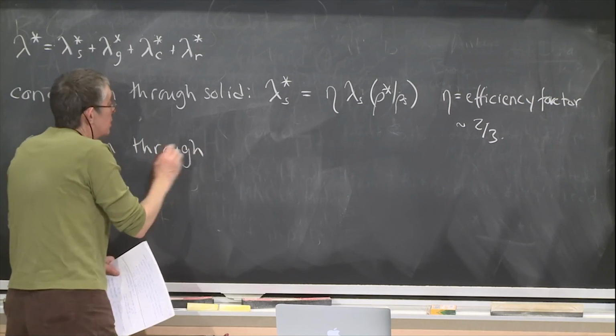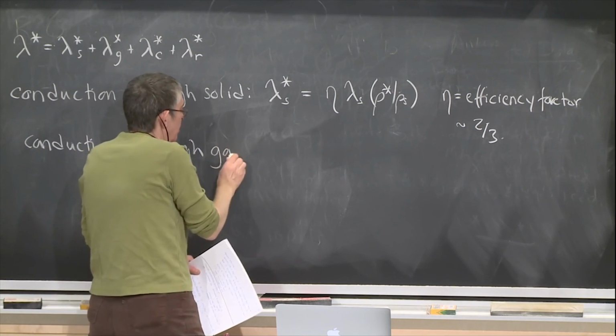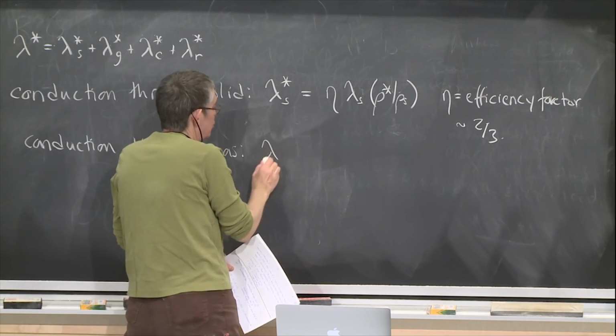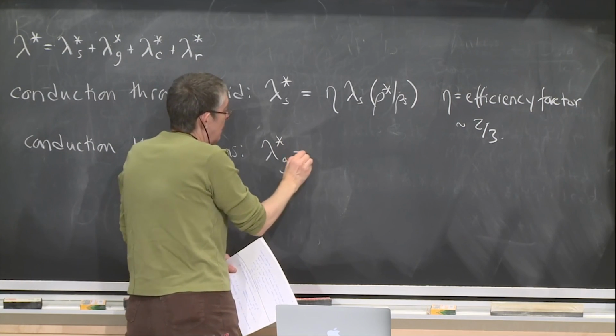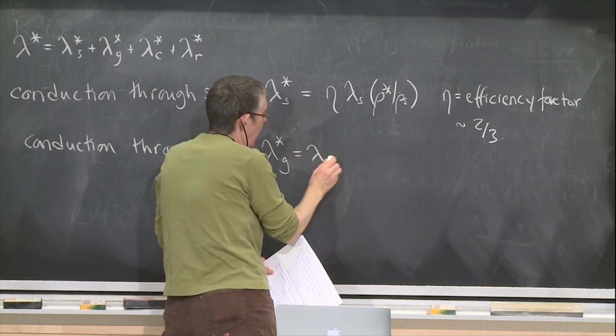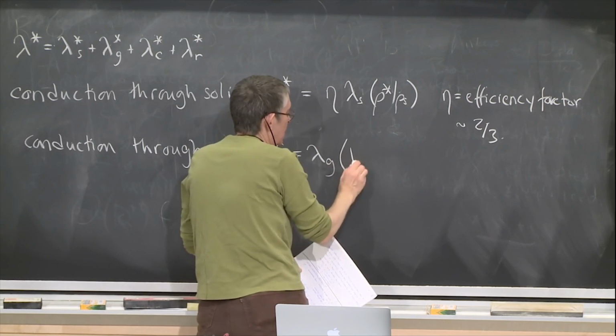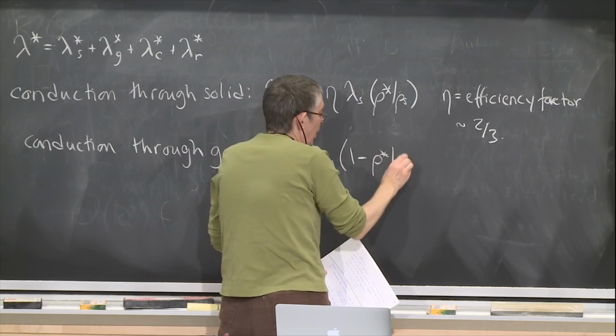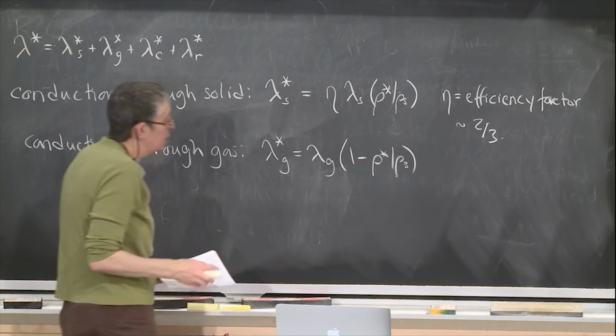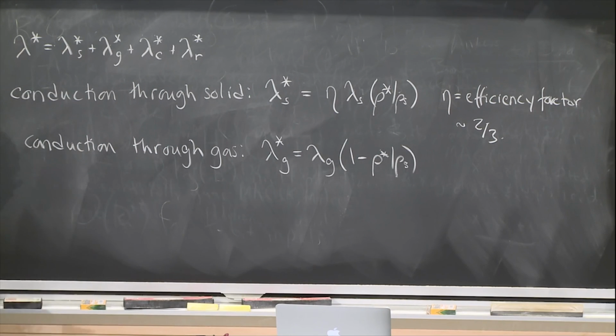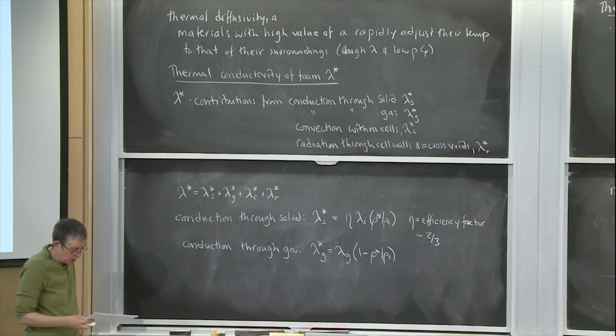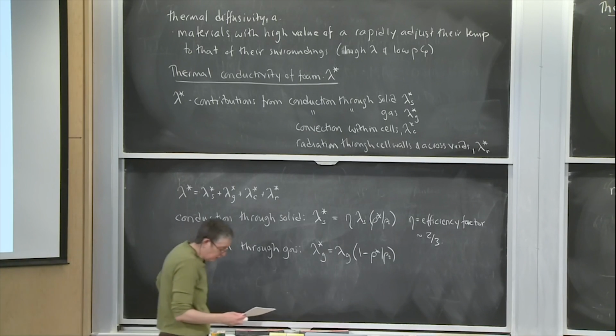So that's conduction through the solid. That's straightforward. And conduction through the gas is similarly straightforward. It's just the conductivity of the gas times the amount of the gas. And the volume fraction of the gas is just 1 minus the volume fraction of the solid, so it's just 1 minus the relative density. So the conduction through the gas is just lambda g times 1 minus the relative density.